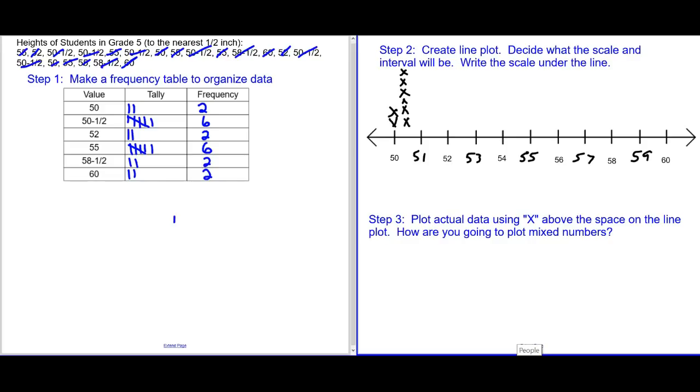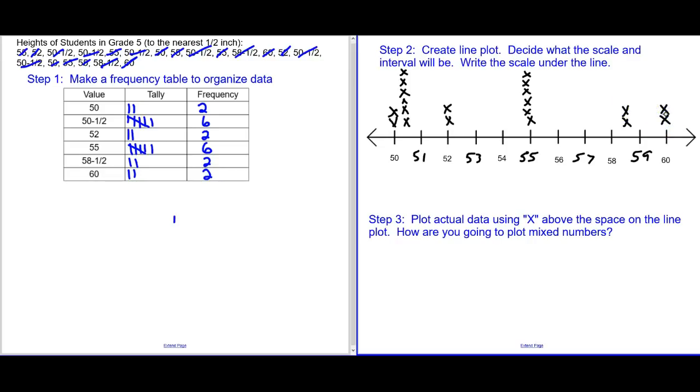My next value is 52, and I need 2 X's plotted there. Then 55, I need 6. 1, 2, 3, 4, 5, 6. At 58 and a half, which would be halfway between 58 and 59, I'm going to put 2. And at 60, I'm also plotting 2.